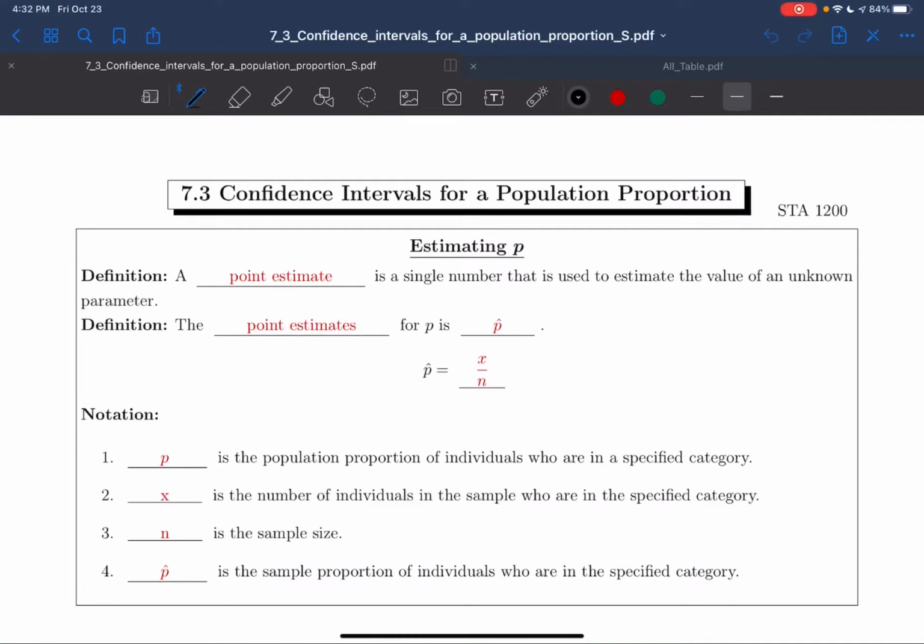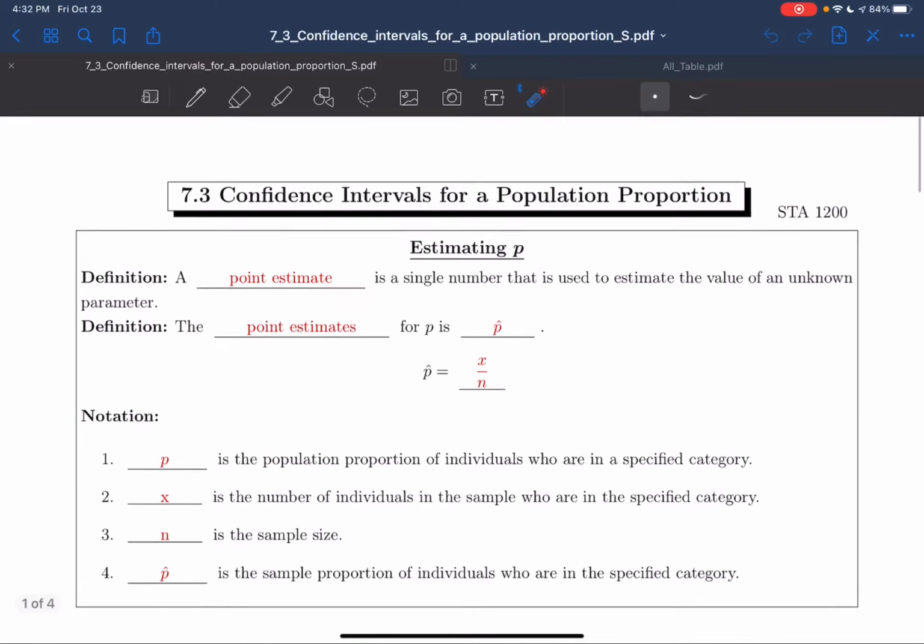In this section, we're going to continue with confidence intervals, but instead of estimating our population mean mu, we're going to estimate the population proportion p. But it's still going to be the same idea because we're still going to need two things, a point estimate and a margin of error.